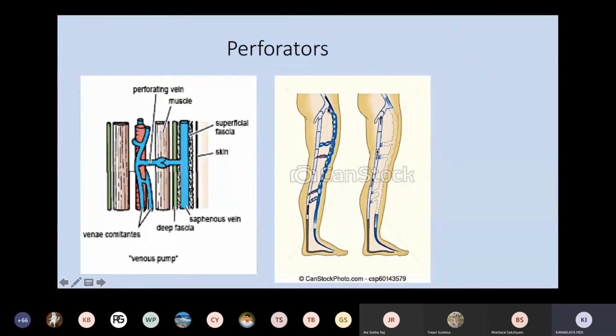Once again, this is superficial. You can see the valves, that is why this beady appearance, and this also is a perforator, again valves, that is why the beady appearance. Here is a superficial vein passing through the muscles and going into the vena comitans of these deep veins. So what kind of perforator is this? Direct or indirect? Indirect. Yes, good. So this is called the venous pump. We'll come to that.